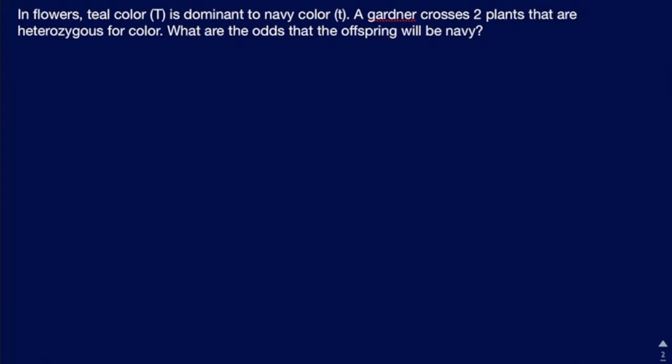Okay, in flowers, teal color is dominant to navy color, and a gardener crosses two plants that are heterozygous for color. What are the odds that the offspring will be navy? So this is a bit simpler because we're dealing with just one gene. So we know that the plant is heterozygous, so that genotype is big T, little t. And it's crossed with another heterozygote. So also big T, little t. And we want to know the odds that the offspring will be navy.